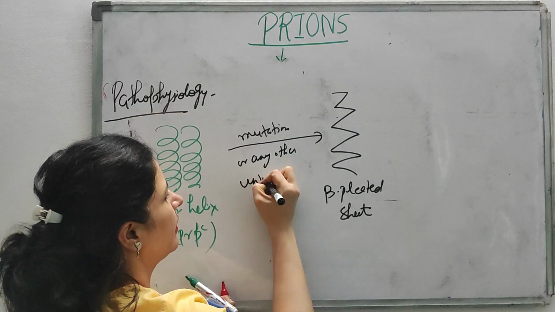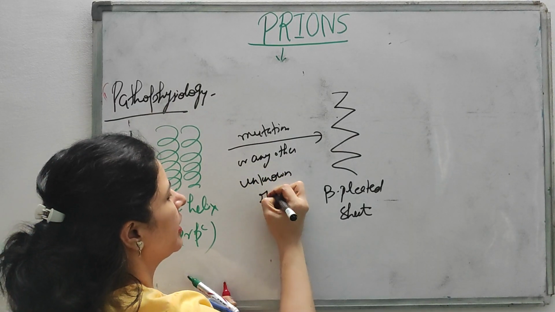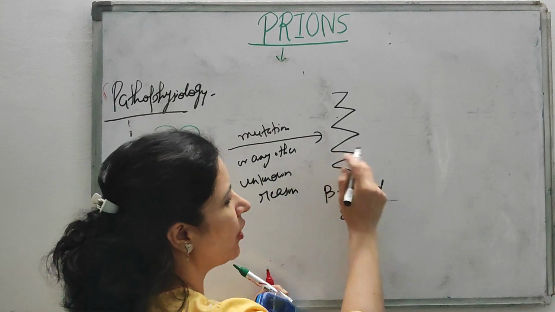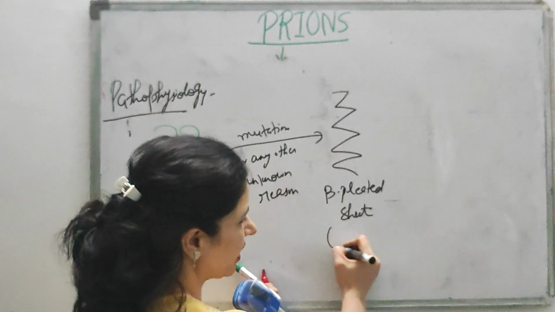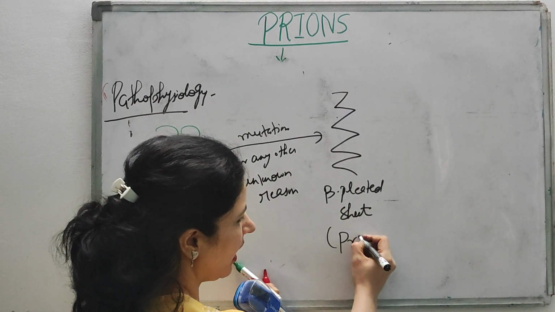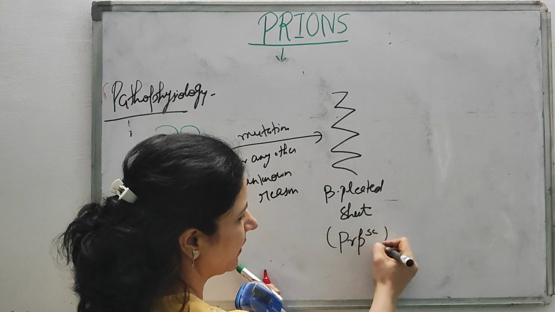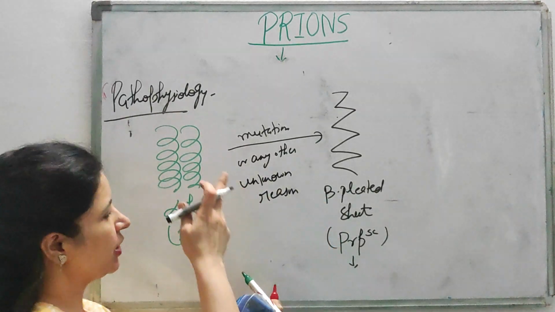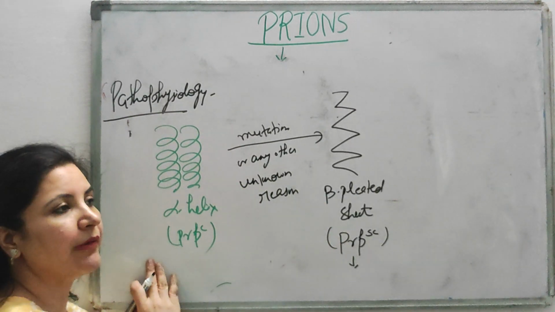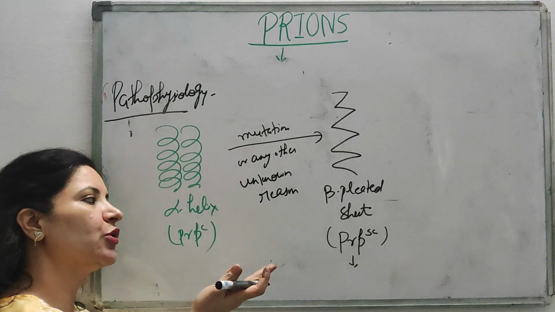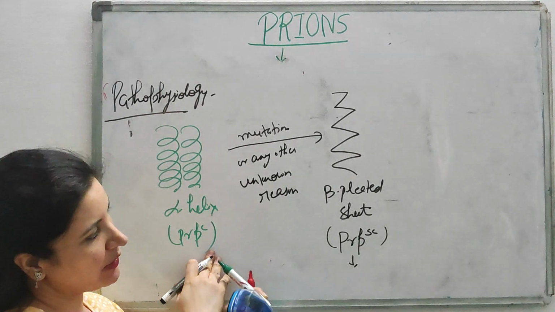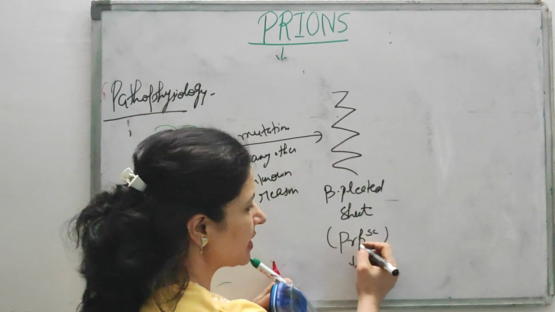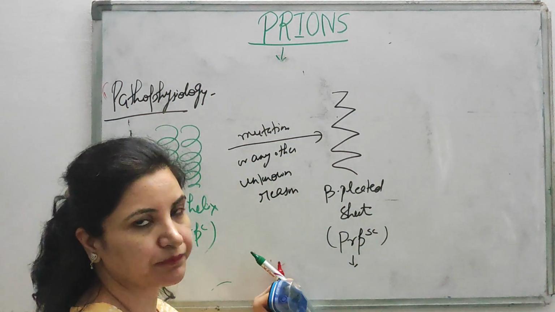Any other unknown reason, okay, that reason is not known sometimes, then these helical structures will convert into your beta pleated sheet, and now this beta pleated sheet structure is known as PrPSc. These beta pleated sheet structures are not normal, because the normal protein has an alpha helical structure. But due to any changes, when this alpha helix is converted into your beta pleated sheet, then it becomes your infectious particle, and scientists name it PrPSc.